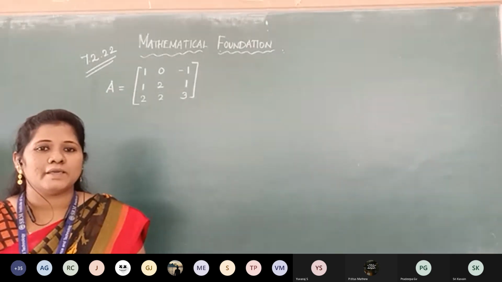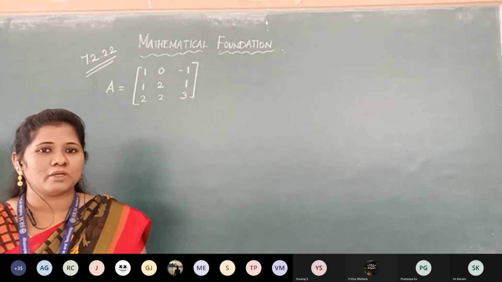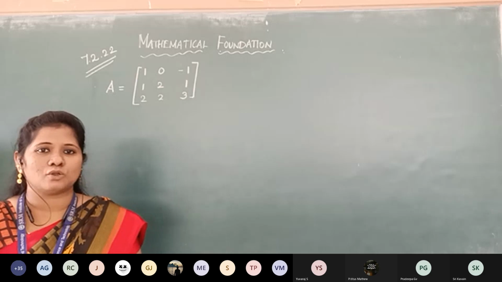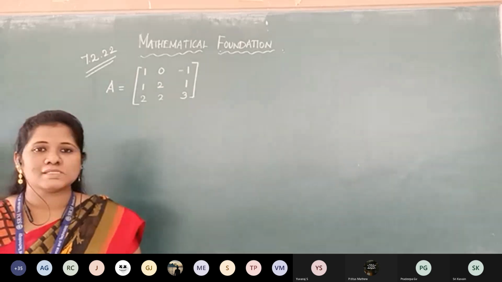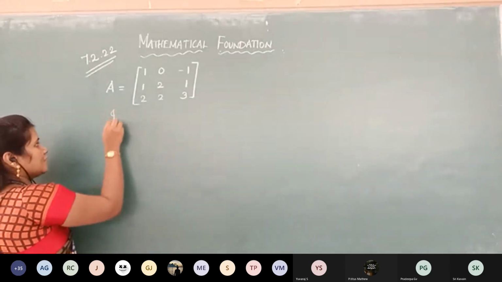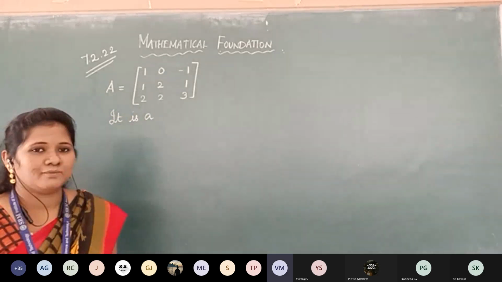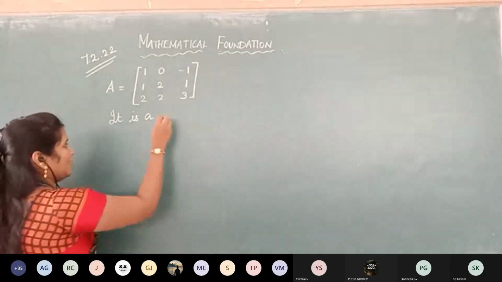Symmetric means A is equal to A transpose. If it is non-symmetric, A is not equal to A transpose. Now, is the given matrix symmetric or non-symmetric? Non-symmetric. Very good.